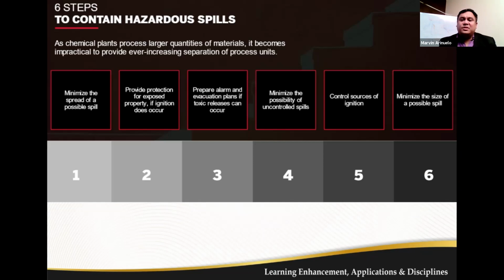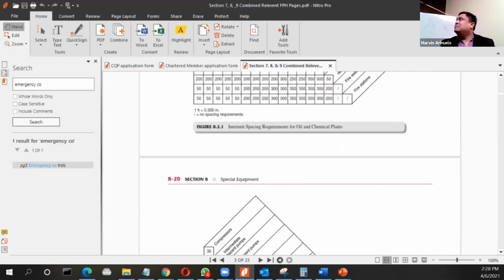As chemical plants process larger quantities of materials, it becomes impractical to provide ever-increasing separation of process units. Where toxic, flammable, reactive, or otherwise hazardous materials might be spilled, there are 6 logical steps to follow. So we can use our general knowledge to place the steps in the correct order. But you can go to page 8-21 of your fire protection handbook. Here.